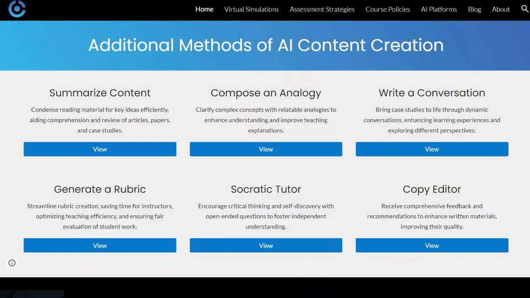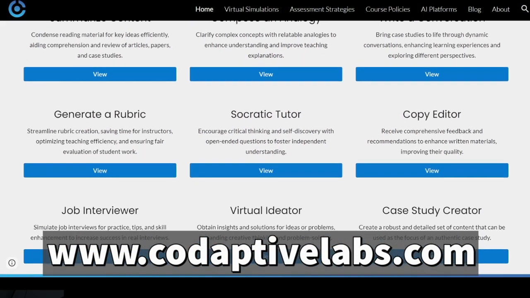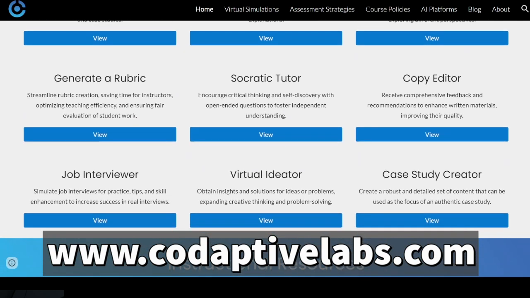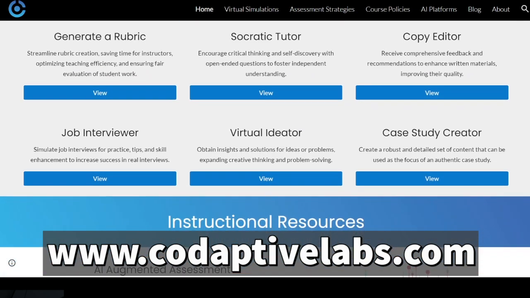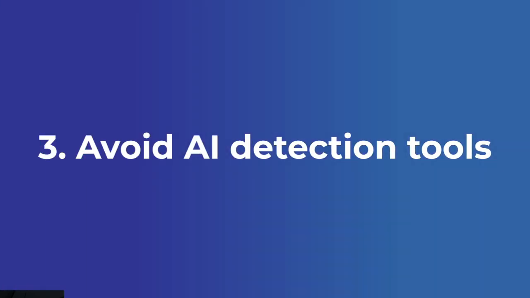If you're not sure how to start using these AI tools, check out these different prompts that I have on my website. With each one, you have a different use case for how generative AI could be leveraged. And by using these prompts and remixing them to your own purposes, you may discover some really cool uses that you could employ. Tip number 3, and this is a big one, avoid AI detection tools.